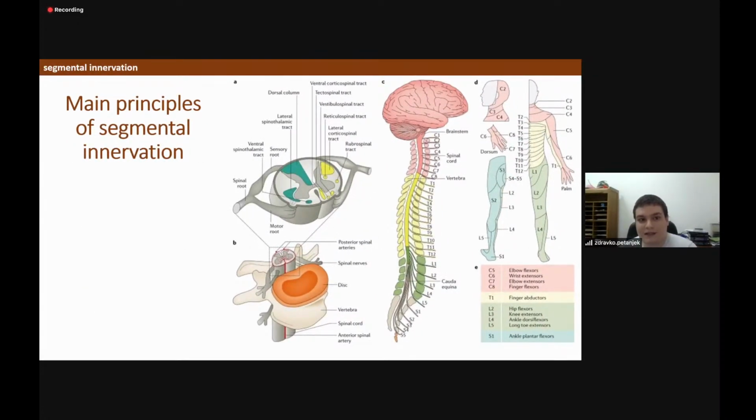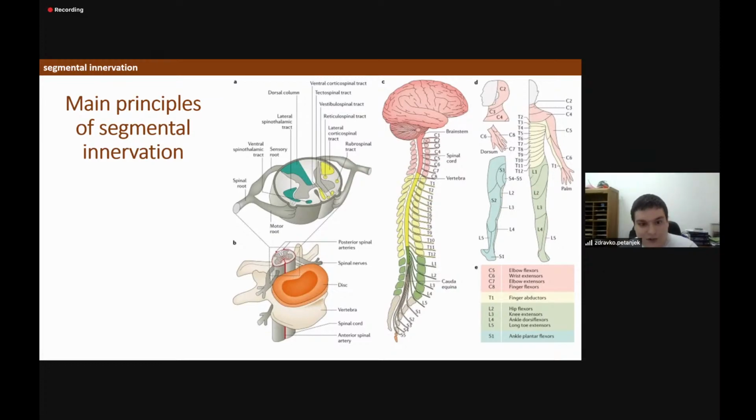Next part is about the segmental innervation, which we need to understand in order to grasp the clinical signs and symptoms that will be a consequence of intervertebral disc herniation, which compresses a certain spinal segment.